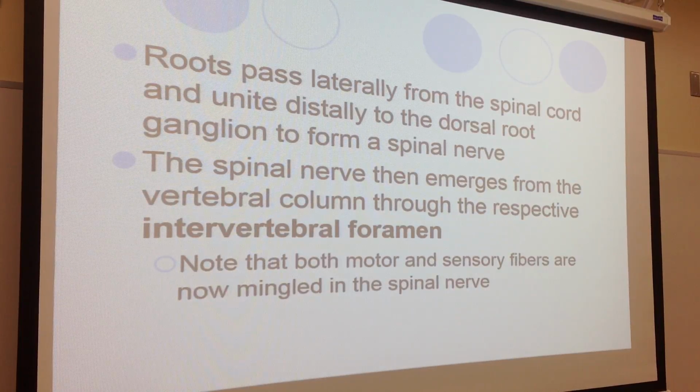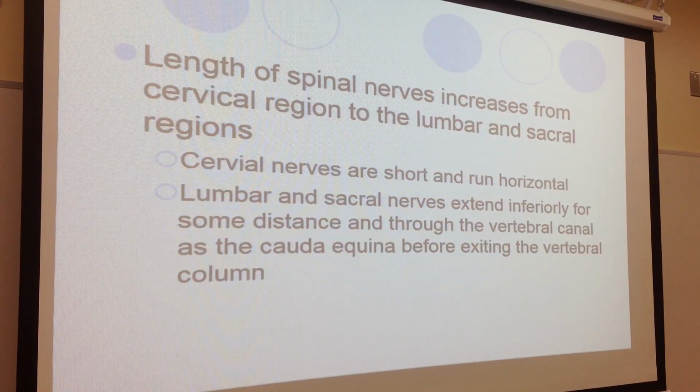Now, the roots pass laterally from the cord and merge to form the nerve, as we've said, and then emerge from the intervertebral foramen. And they are mixed. They have both sensory and motor impulses in them. The length increases typically for those in the cervical region and lumbar region and sacral region. Why? Well, because here you're going to the limbs, either to the arms or to the legs. So obviously they have to be longer.